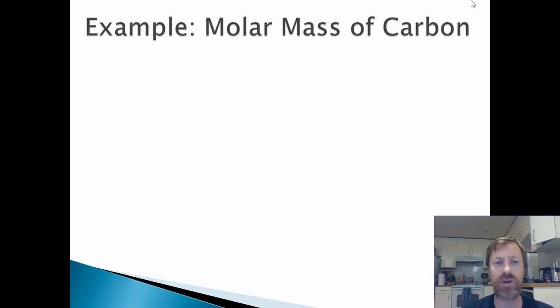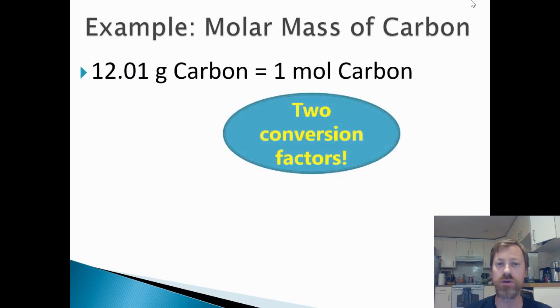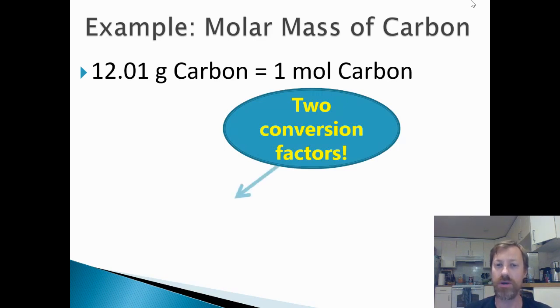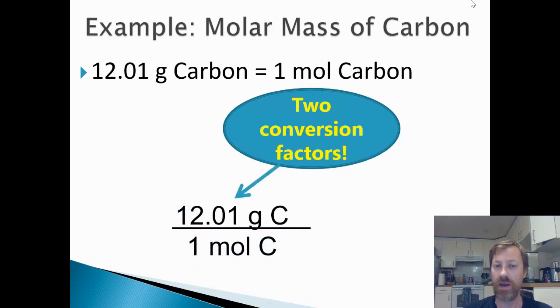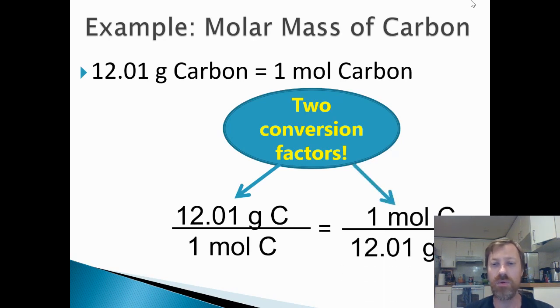So what we've created here are 2 conversion factors for carbon. One where the grams of carbon, the molar mass of carbon, is on the top of the fraction, or the factor, and the other where the grams is on the bottom. In either case, the moles is on the opposite side of the fraction. Notice, both of these conversion factors equal 1, and they both equal each other.